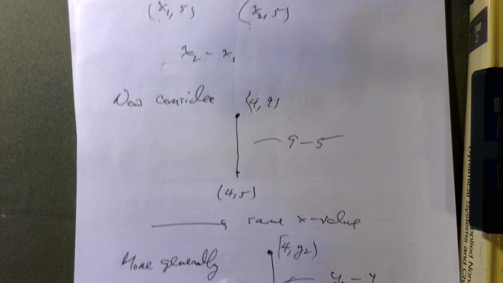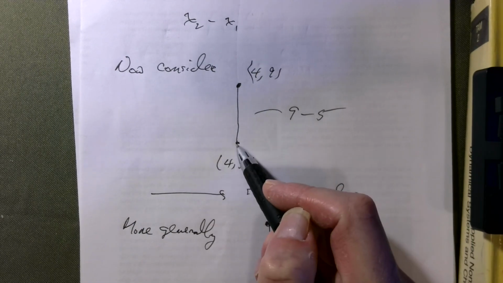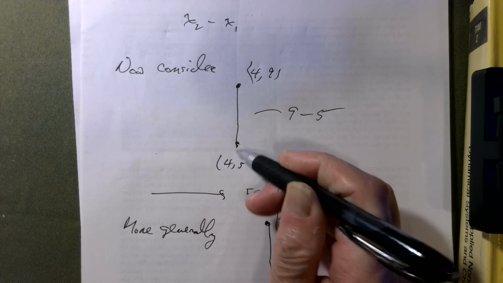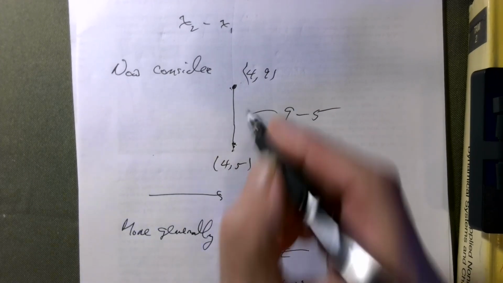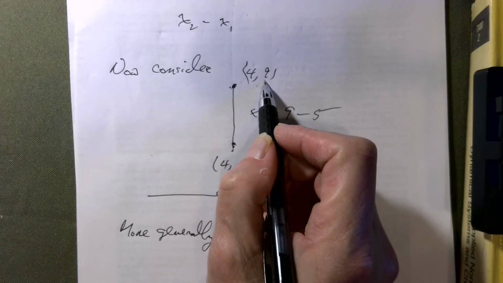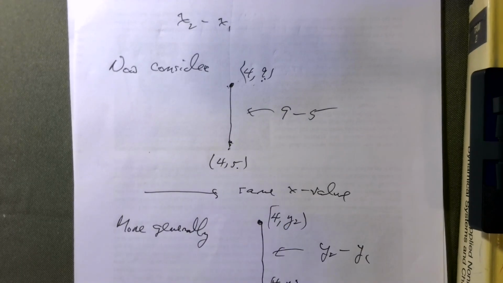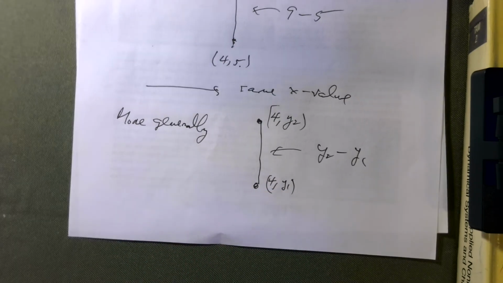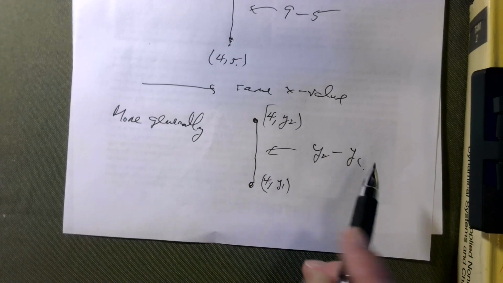Now if we have 2 points which are directly above each other, so in other words, they have the same what? X. You move over 4, you move up 5. You move over 4, you move up 9. So how do we calculate the distance? Well, you just take the bigger y minus the smaller one, 9 minus 5. So in general, if you have 2 points that are directly above each other, that is, the x values are the same, you just take the difference in the y values, y2 minus y1.